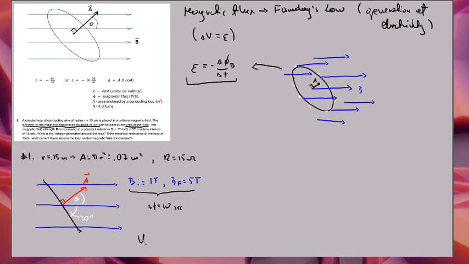So let's state the unknowns. The unknowns are the voltage, or EMF, and the current in the loop. Right, so let's try to understand this. What we have is a loop that sits in the magnetic field, and then we increase the magnitude of the magnetic field. By increasing the magnetic field value here, we're going to generate a force on the charges in the loop, and the charges will flow.